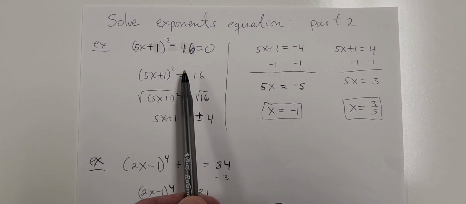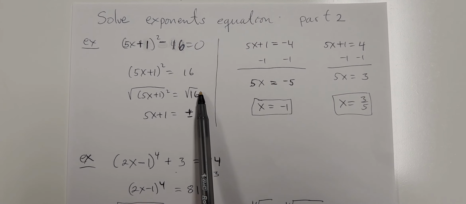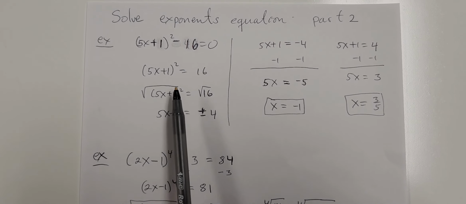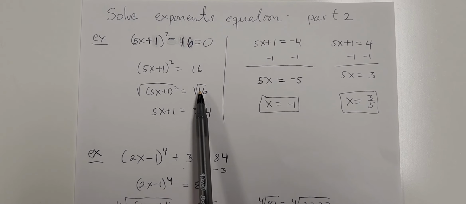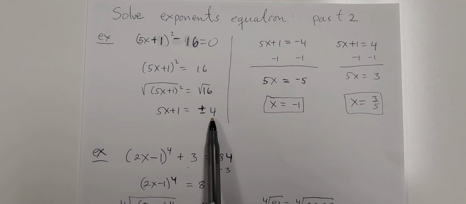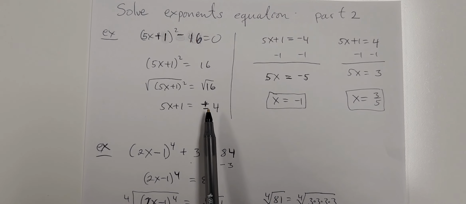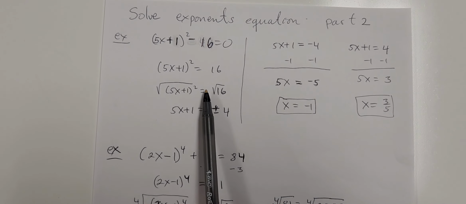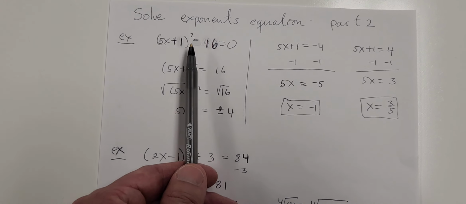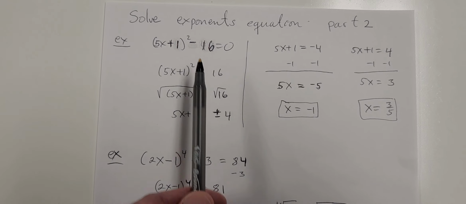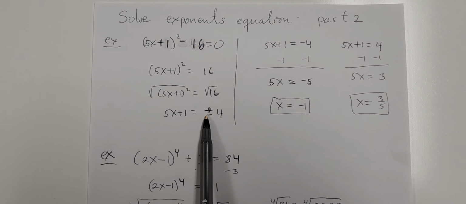This is a square, so I want to take the square root. So square root to the left and also square root to the right. The square root and this square go away, and I just have 5x + 1. The square root of 16 is 4. However, this is an even power, so make sure you put positive and negative. Because this is a square, I must put positive and negative. So be very careful of that.